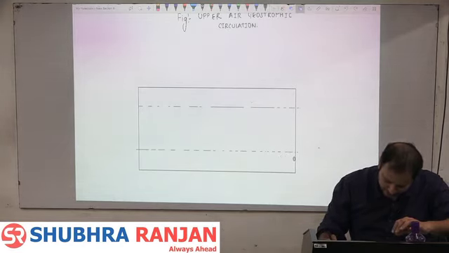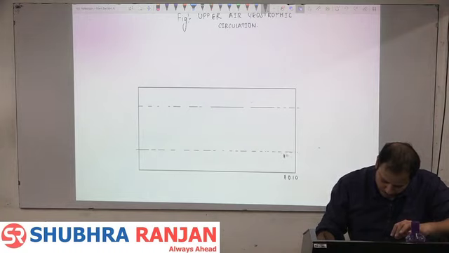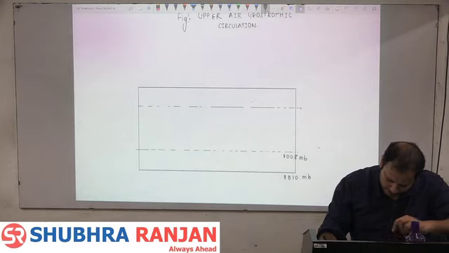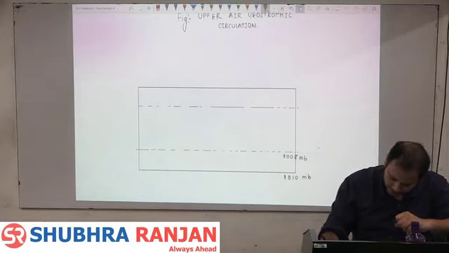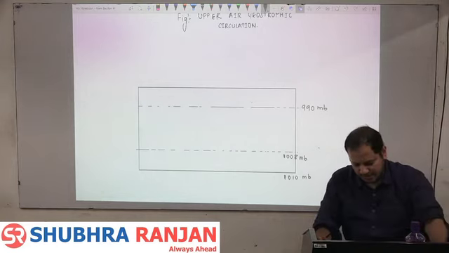Next. Geostrophic winds are also present on the surface, when the pressure gradient force is great and the frictional force is less.